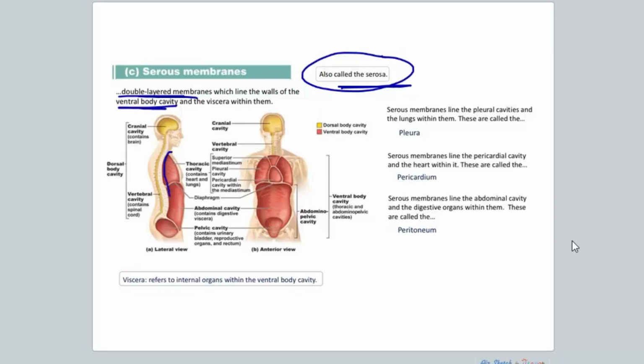So all of these cavities are part of the ventral body cavity, and all of these cavities are going to be lined with serous membranes. And not only that, but the organs or the viscera that we find within each of those cavities are also going to be lined with a serous membrane. There are three places that we're going to look at serous membranes.